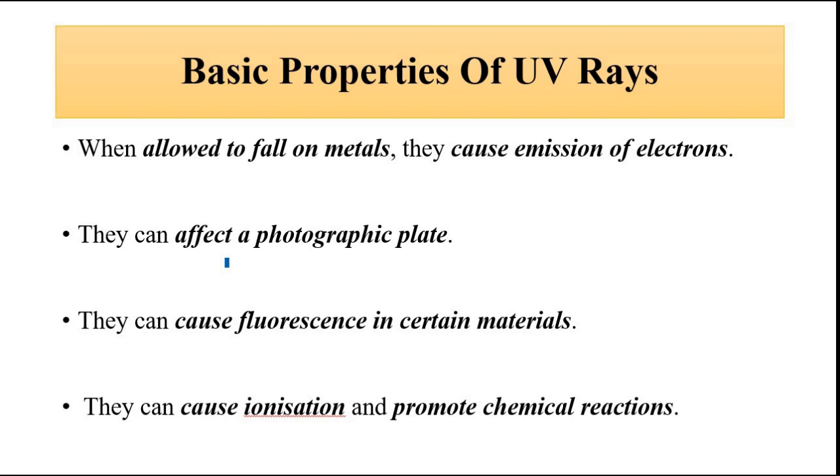Fluorescence means that when UV rays are focused on a material or substance, it causes emission of light from that substance because of certain chemical reactions. This property is called fluorescence. In certain materials, UV rays can cause this property of fluorescence. Okay, the rest are the same properties, and when they are allowed to fall on certain metals, they cause emission of electrons. So these are some of the basic properties of ultraviolet rays.